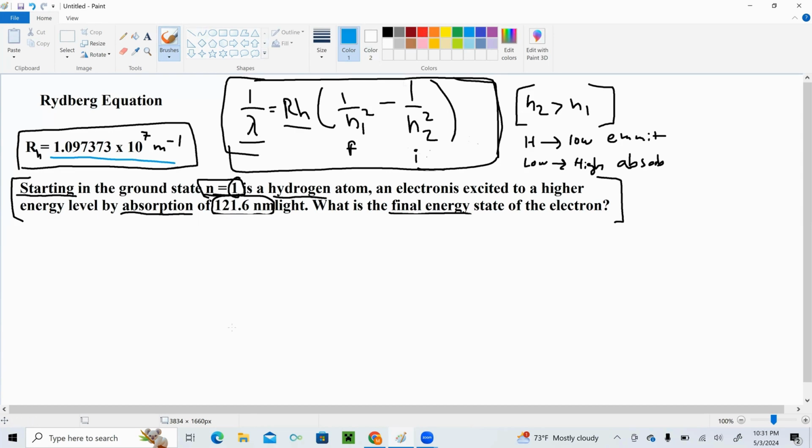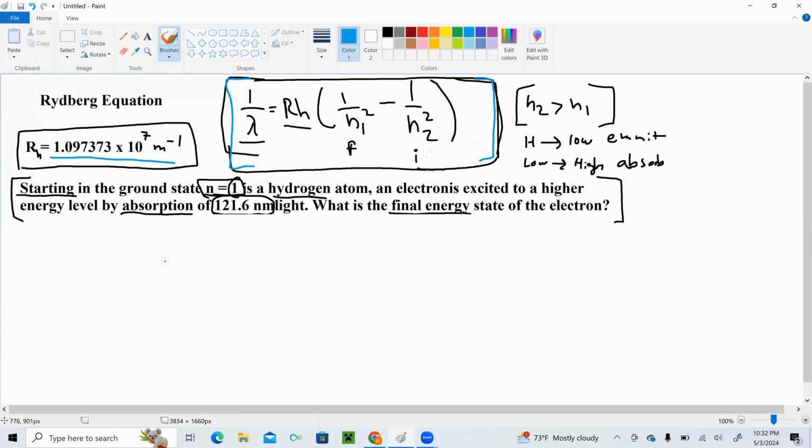Okay, so this is the formula that we're going to be using. It's 1 over lambda, where lambda is wavelength, equals the Rydberg constant, in this case 1.097 times 10 to the 7 in meters inverse, times 1 over n1 squared minus 1 over n2 squared, where n2 is greater than n1.